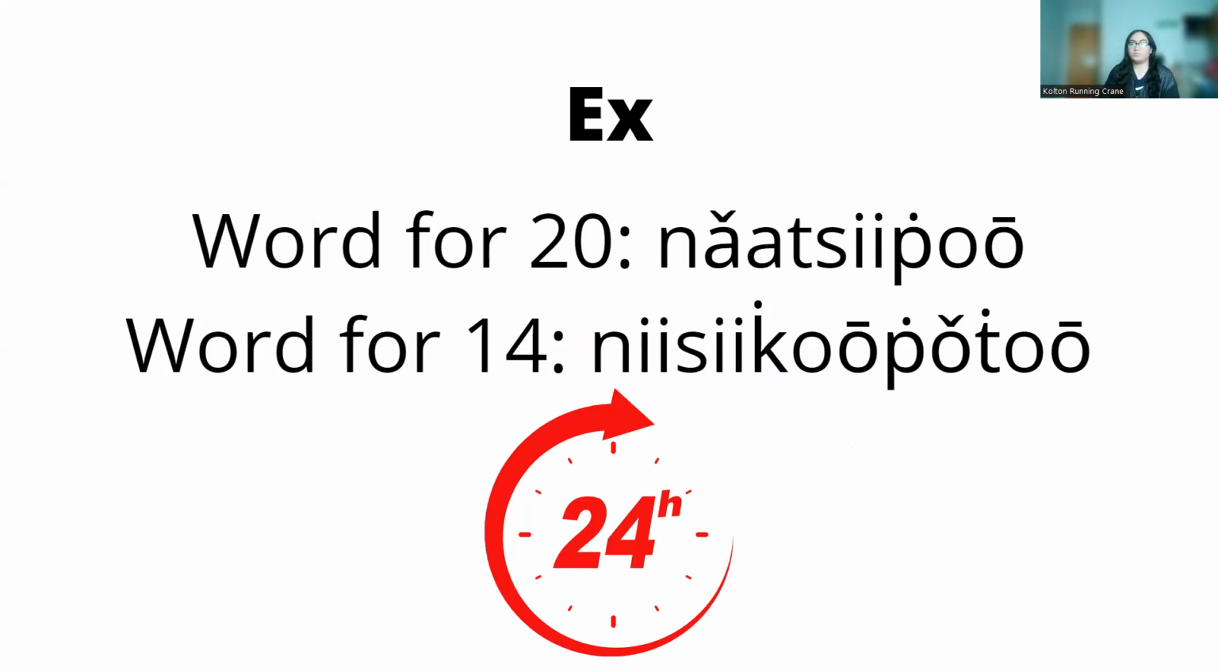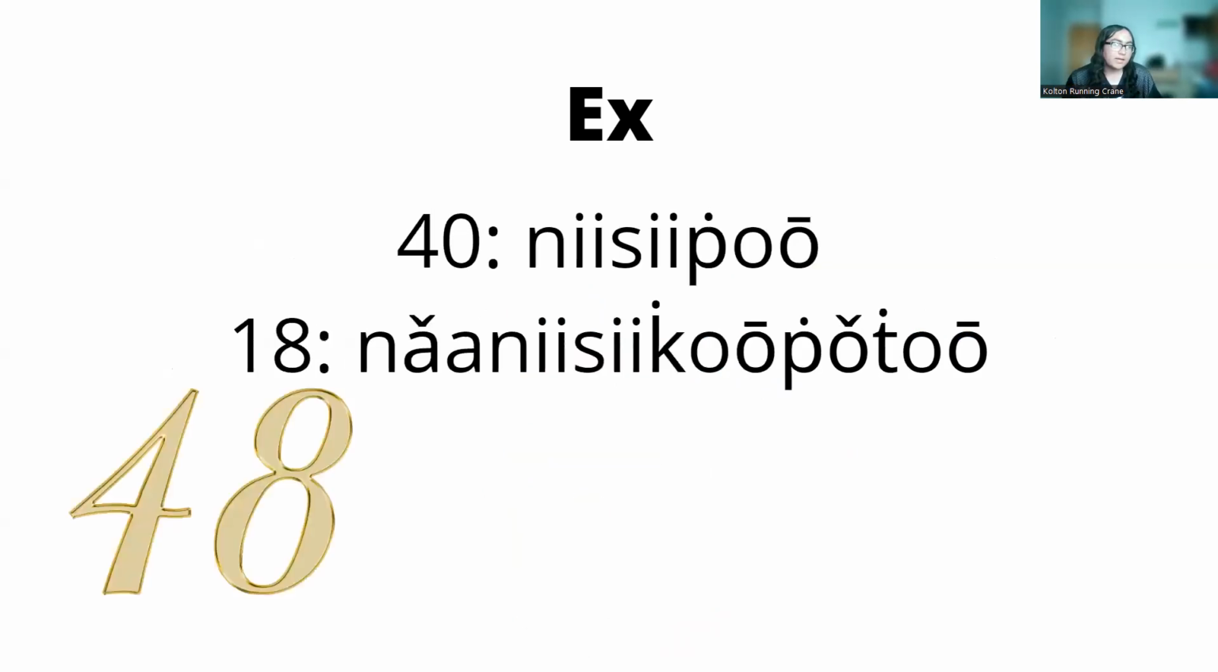Natsipu nisikuputu. For numbers such as 48, again, you take the word for 40, nisipu, and then you add the word for 18, nanisikuputu. So really 48 is translating as 4 tens and then 8 more. Nisipu nanisikuputu.